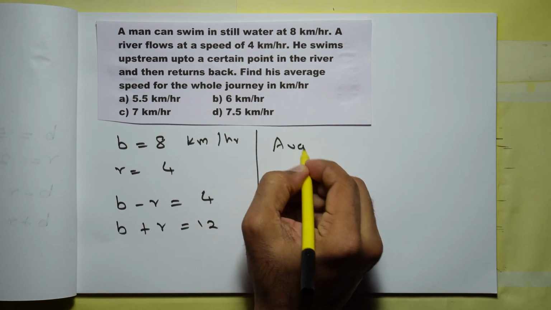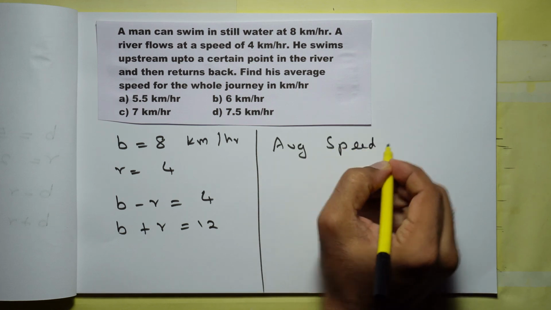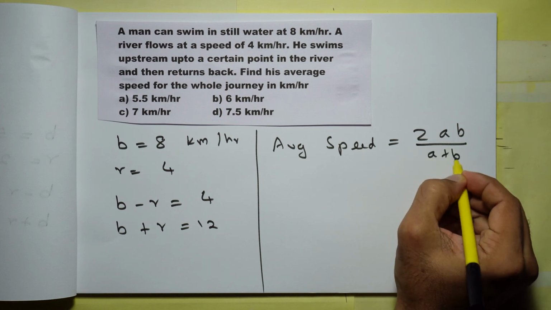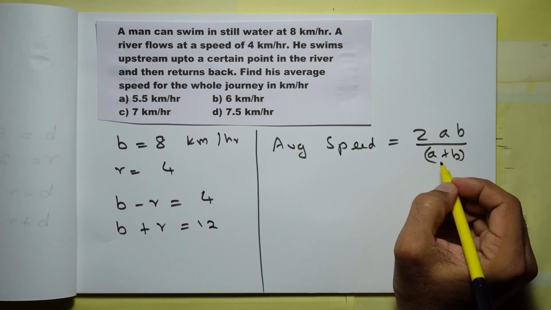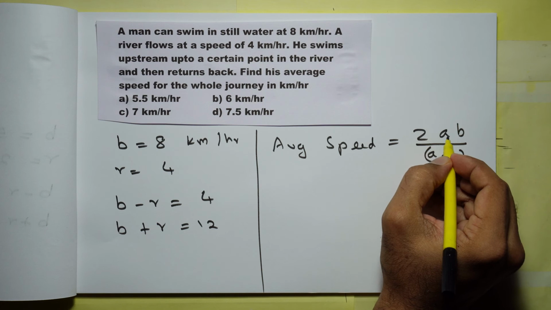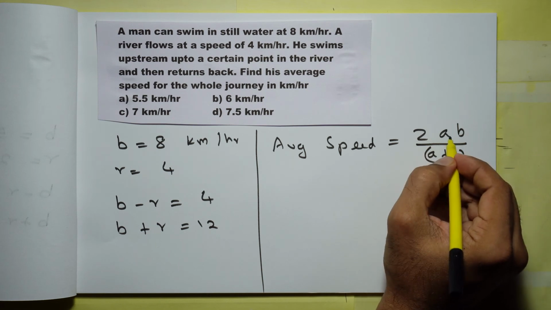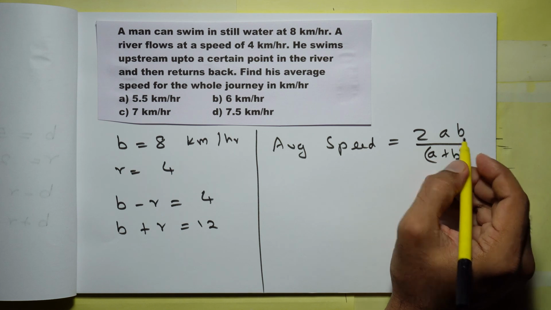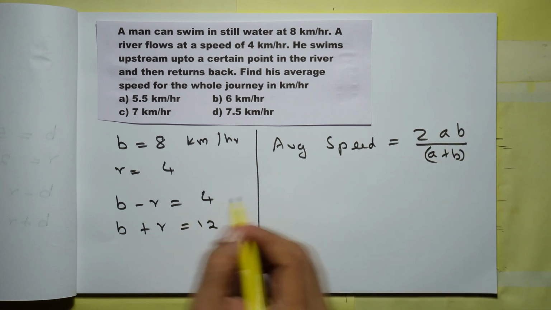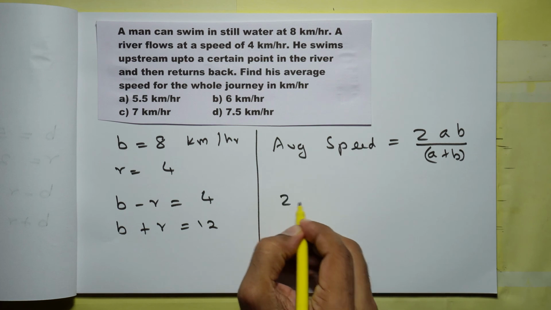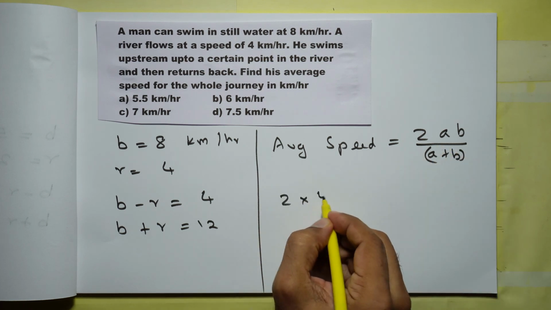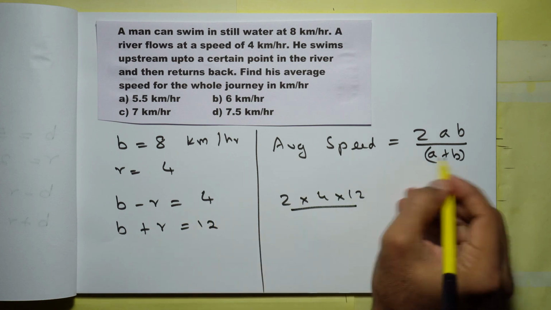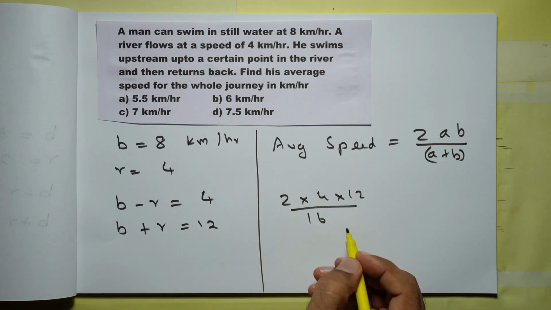Now average speed is given by the formula 2AB by A plus B. So just substitute into the formula where A is the speed for one half of the distance and B is a speed for the other half of the distance. So here A is equal to 4 and B is equal to 12. So 2 into A, that is 4 into B is 12, divided by A plus B. 4 plus 12 gives you 16.